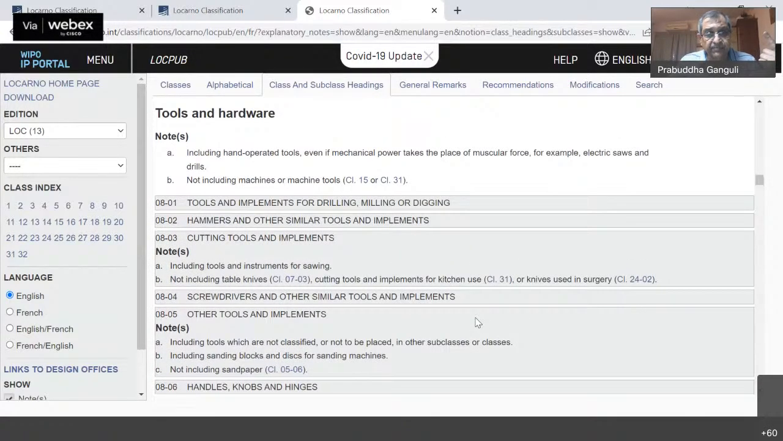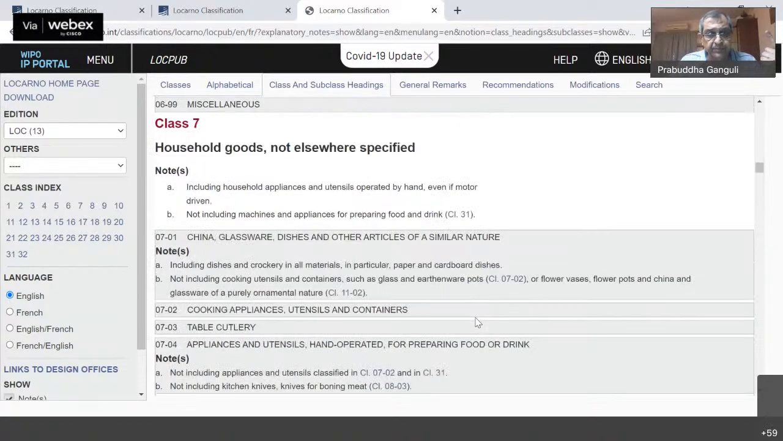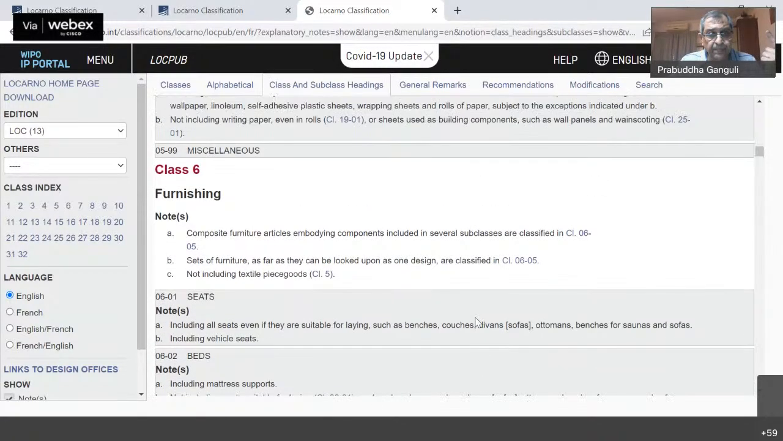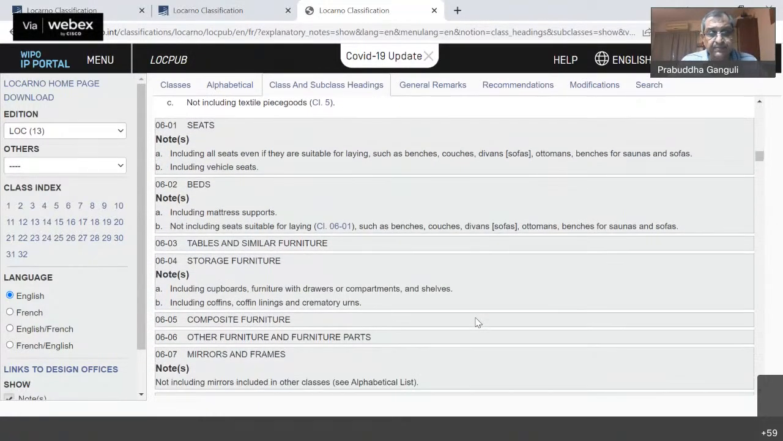So let us say, for argument's sake, we are looking at furnishings, seats. Seats are 06-01: couches, benches, sofas, mattress supports, then covered furniture, other furniture and furniture parts, composite furniture, mirrors, frames. Suppose we are doing some research and we want to design tables. See here, the table is 06-03. Let's remember that, 06-03.